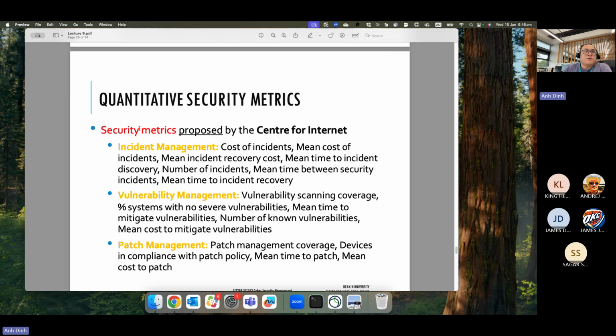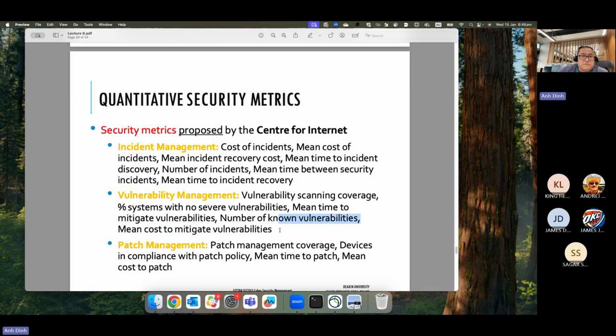And there are other security metrics you can use for different components of the program, like vulnerability management and patch management. Let's take one example here. Let's say you want to calculate this metric, the mean cost to mitigate vulnerabilities. So how would you calculate this metric? Like what sort of data do you need, and how much data do you think you need to compute this?